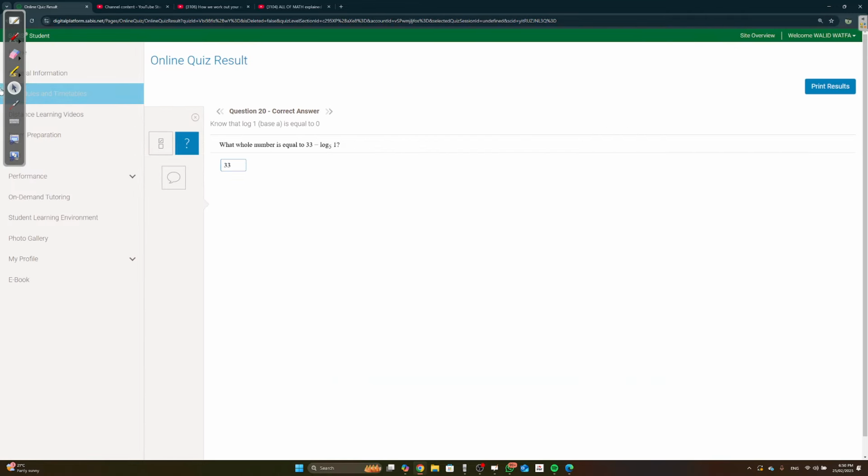Okay, what number is equal to 33 minus log base 5 of 1? What did I tell you? Log base any number of 1 is equal to what? 0. Why? I told you, log base anything, any number, any base, of 1 will always get 0. Always. Why? Because any number in mathematics to the power of 0 gets you 1, right?